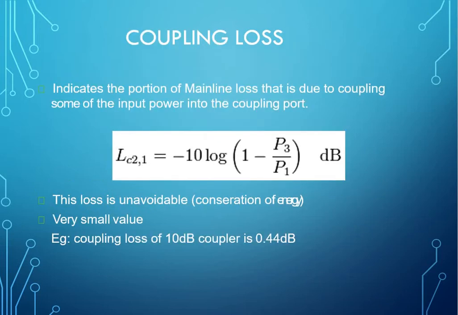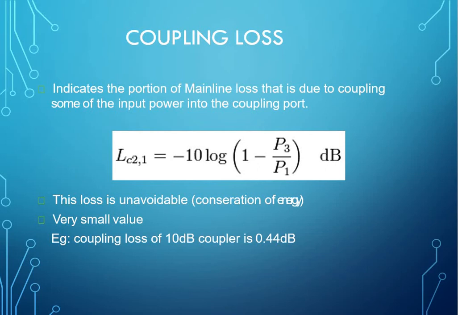Next is the coupling loss. Coupling loss indicates the portion of mainline loss that is due to coupling of some input power into the coupling port. This loss is unavoidable. That is conservation of energy. Due to conservation of energy, this loss is always unavoidable.